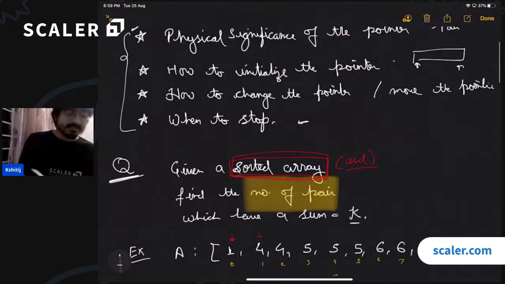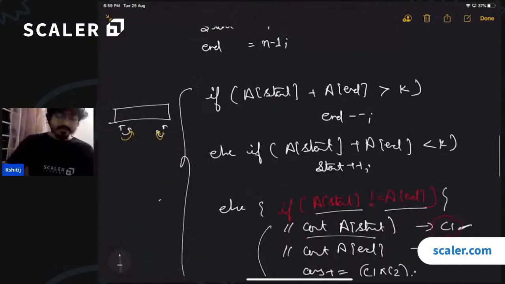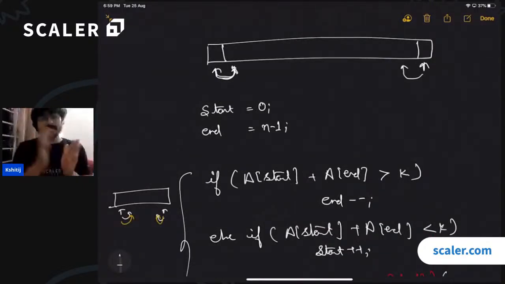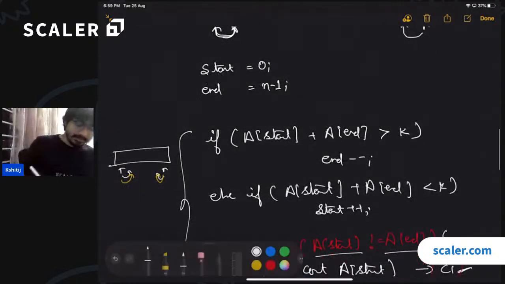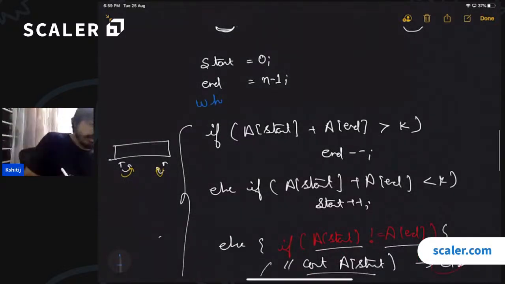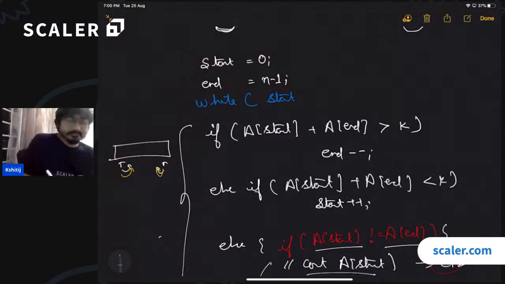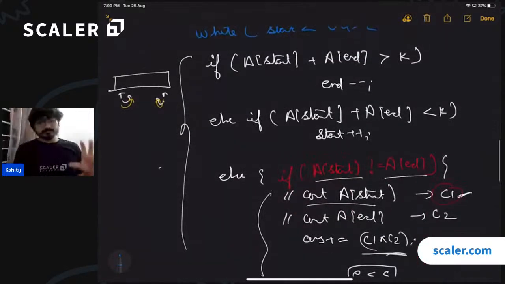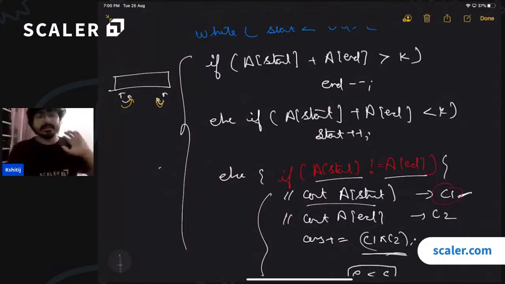Now the last condition is when to stop. We have already seen that we can stop if the start pointer becomes greater than the end pointer. So you can write the base case here, that you have to do all these things while your start pointer is less than the end pointer. Now let us try to calculate the time complexity. What will be the time complexity of this approach?